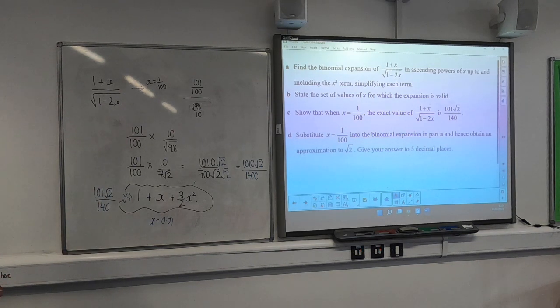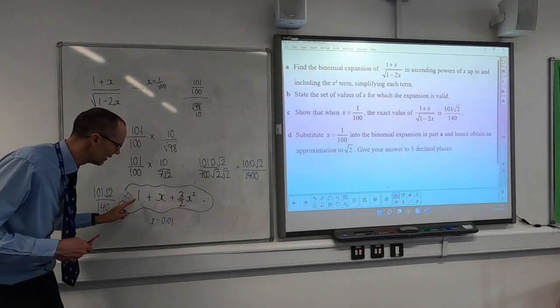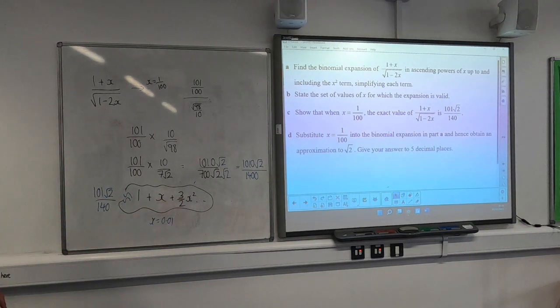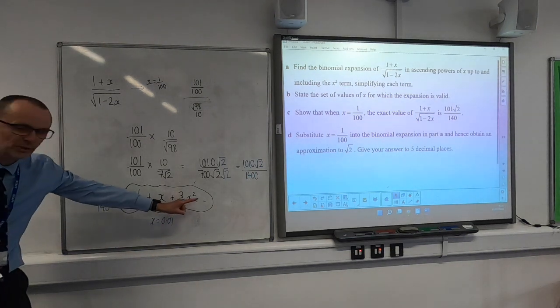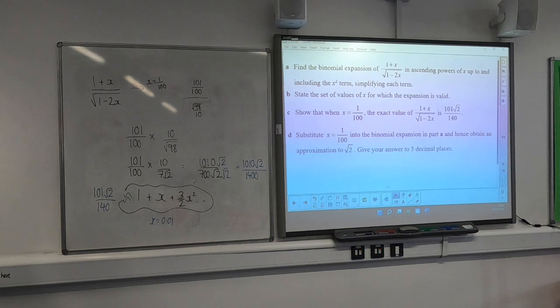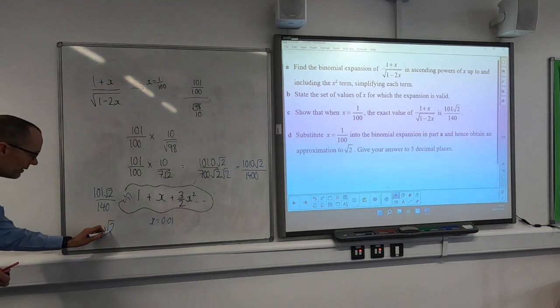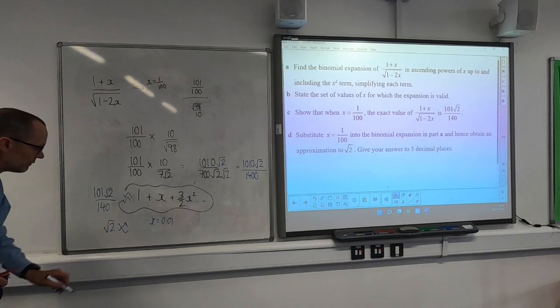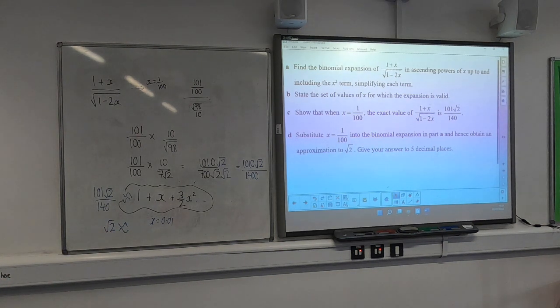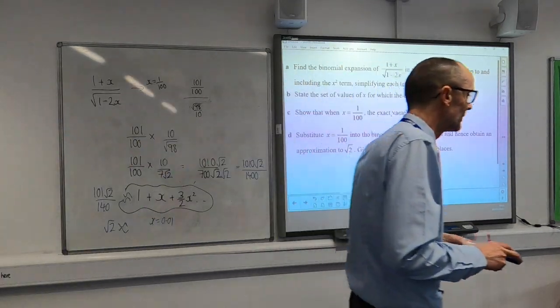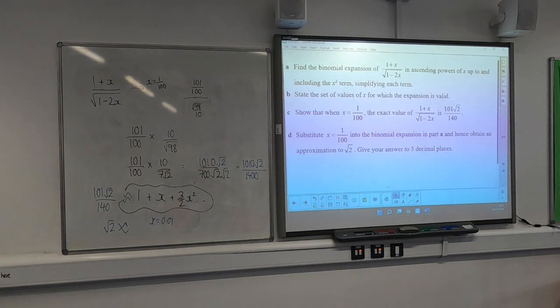And they say, right, okay, so substitute 0.01 into that and tell me what root 2 is. So I hope you can see how we would go from what we get when we substitute x is 0.01 into that, which we've just shown is that, to what root 2 is roughly. Go on, have a go. So this is our answer to part A. And it's interesting, only 3 terms in the expansion, so we usually see how accurate this answer is.